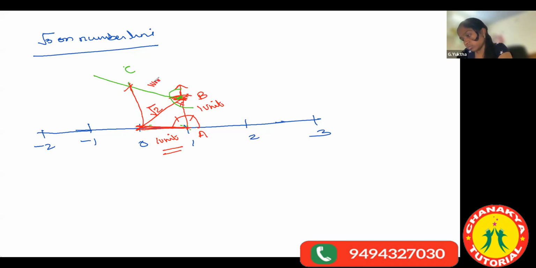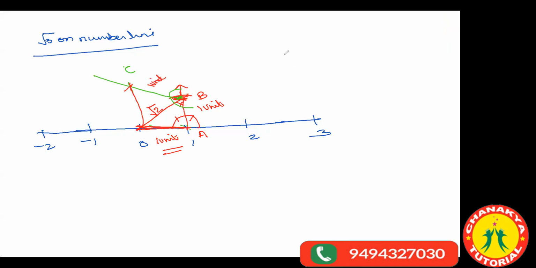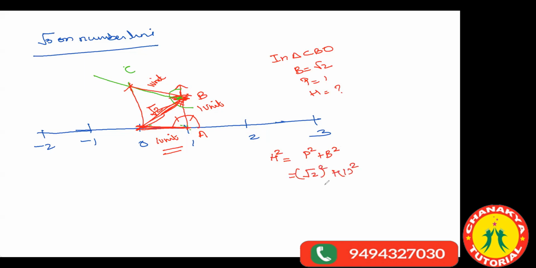Now see children, it was 1 unit. This BC. Now in triangle CBO, see here, C, B and this O. Clear? So this is a triangle where base is root 2, perpendicular is 1, and you need to find the hypotenuse. So apply the Pythagoras theorem. Hypotenuse square is equal to perpendicular square plus base square. Now perpendicular is root 2 square and base is 1 square. So root 2 square means 2. 2 plus 1 is equal to 3. Then hypotenuse will be root 3.